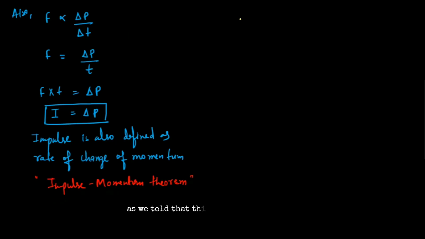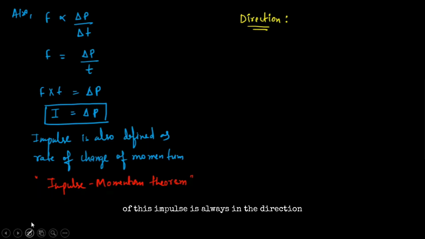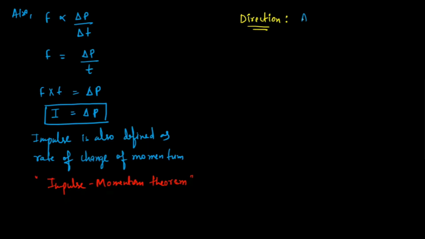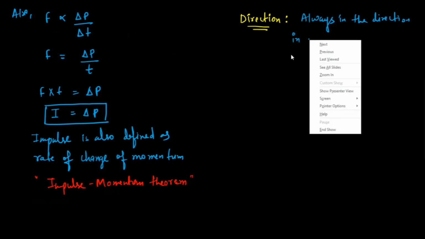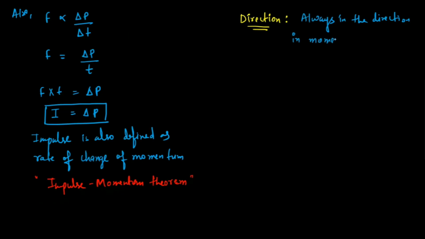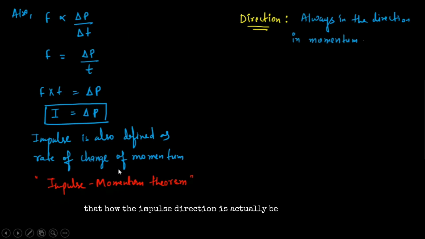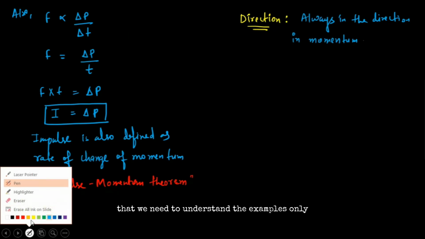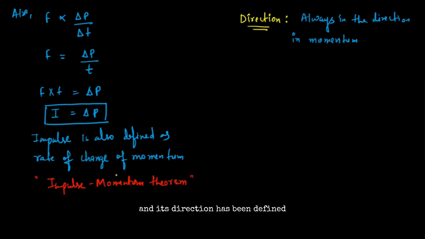Now, as we told, this is a vector quantity, so whatever vector quantity we have, it must have some direction. The direction of this impulse is always in the direction of change in momentum. So let us try to understand how the impulse direction is actually calculated or defined. In order to do that, we need to understand the examples. And to understand it better, let's move towards a problem. That problem is going to help us understand how impulse and its direction have been defined.